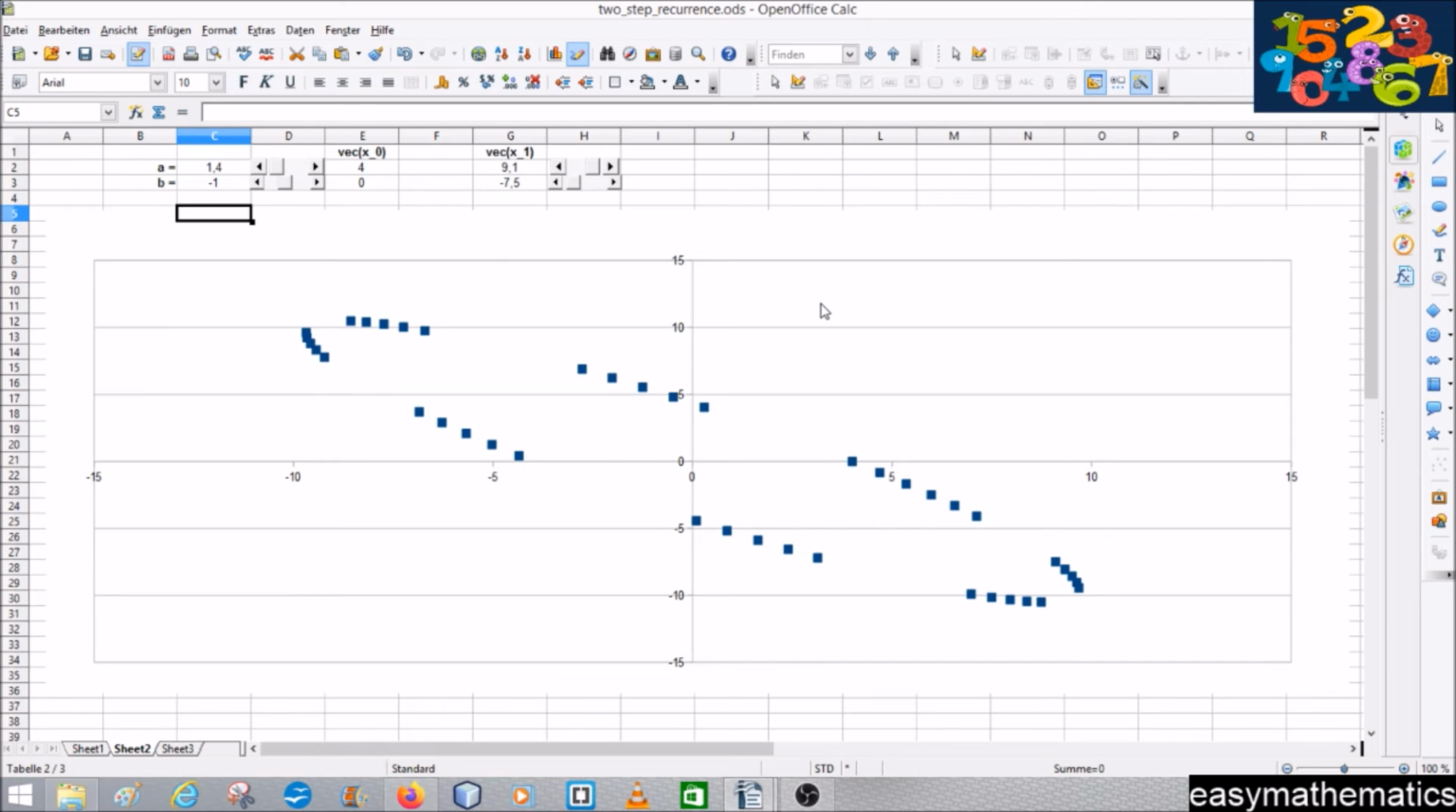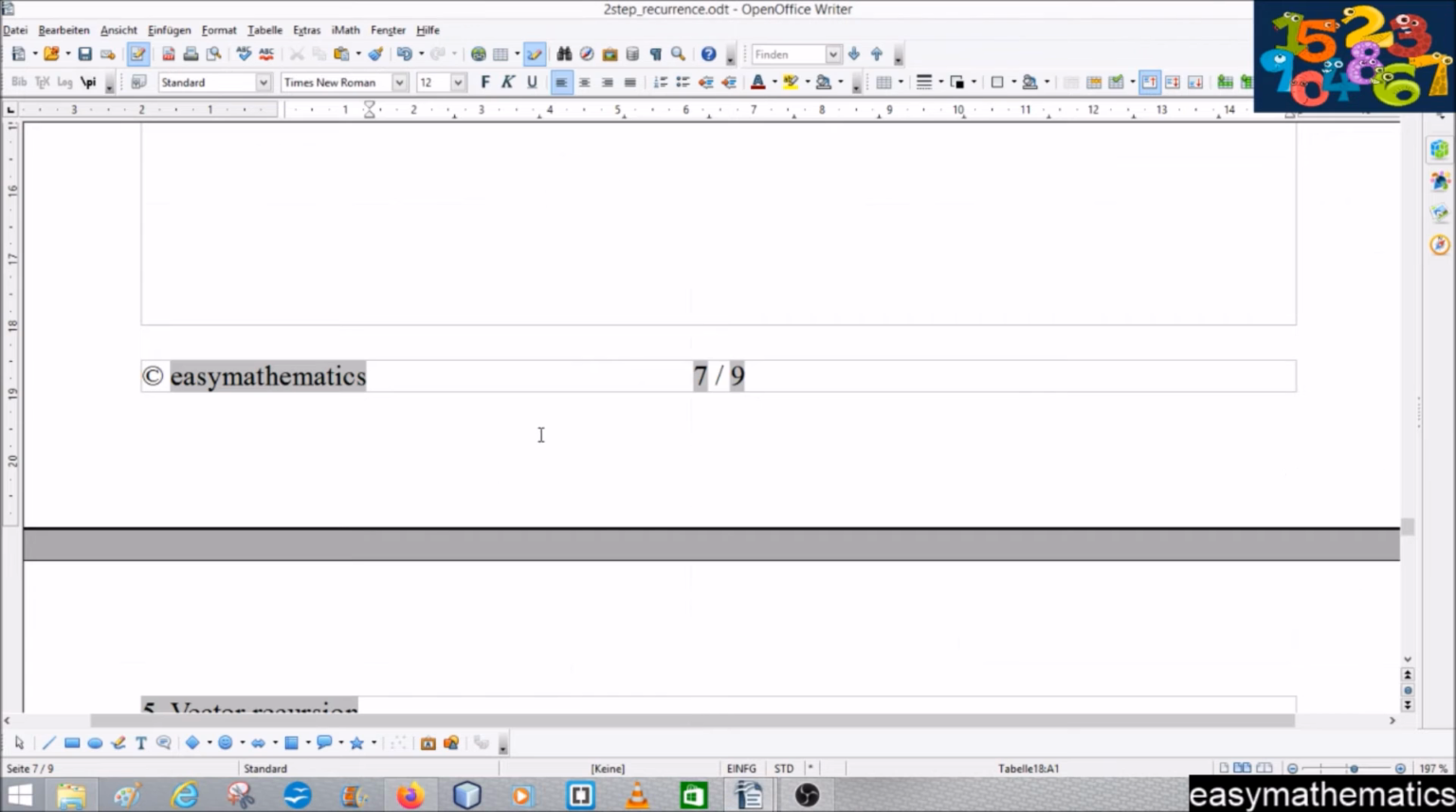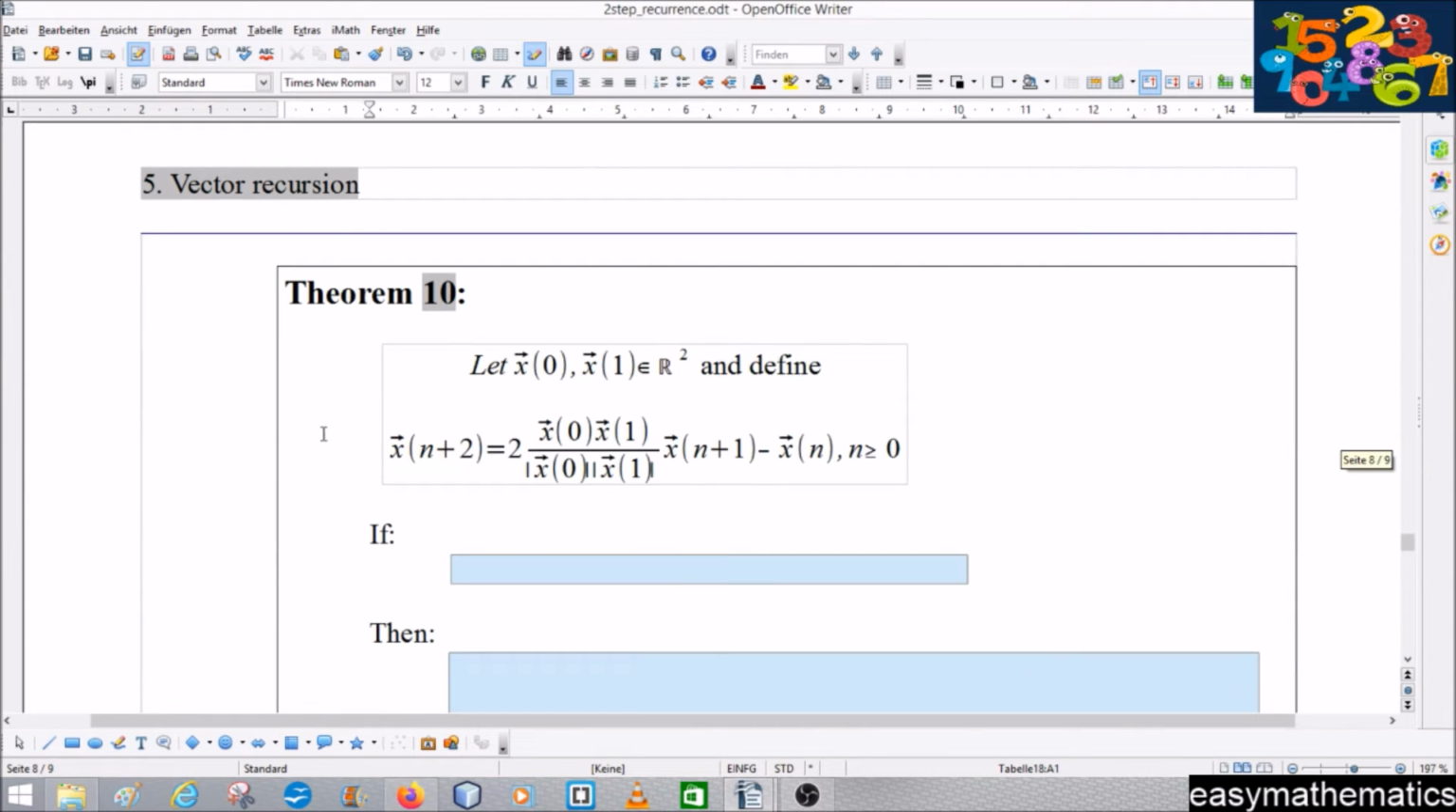Here, this is also interesting: we get an ellipse with certain regions where the values are concentrated. Yeah, it's quite interesting. You can play around with that, and we take a look at the following form.